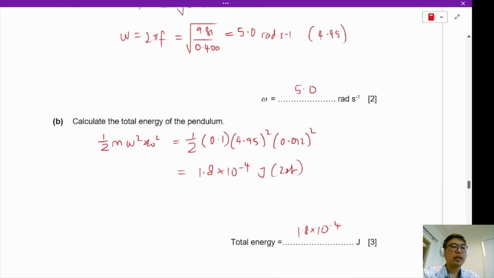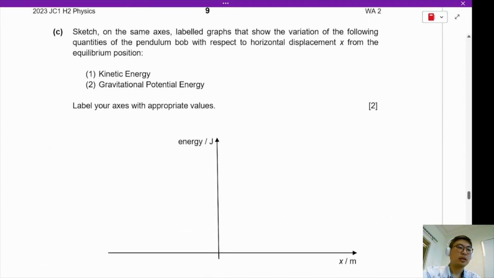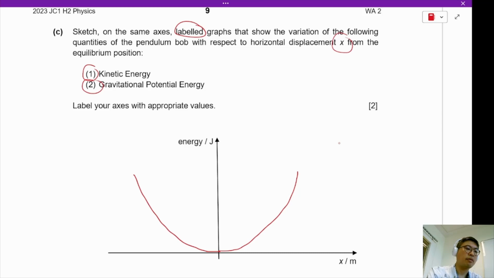Alright, so that will be it for part B. Let's go on to part C. Sketch on the same axes labeled graphs that show the following. Number 1, KE and potential energy with displacement x. So we know that one of them is going to be a smiley face, okay, with a maximum value of 1.8 times 10 to the power of minus 4.